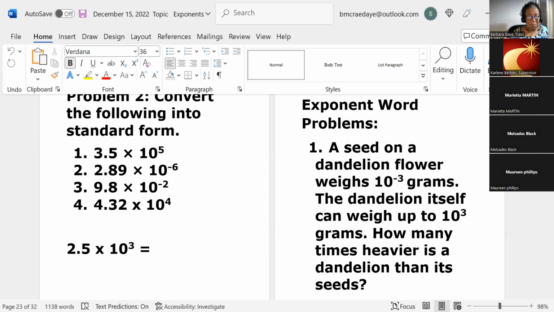I can't remember this, but I used to do this already. It would be 2.5 times 1,000, which would just be 2,500. Right? Yes, it's 2,500 because the decimal point is here, and if you move it here, that's 3 places. So it's 2.5 times 10 to the 3rd. So what would number 1 be here? Anybody want to tell me? Standard form, 3.5 times 10 to the 5th.